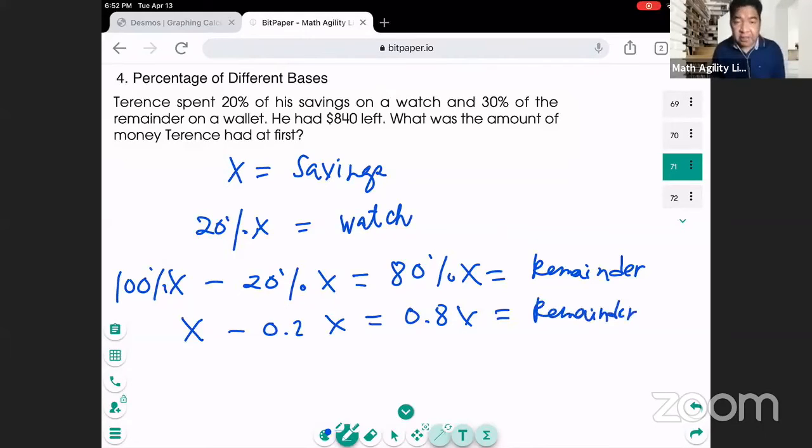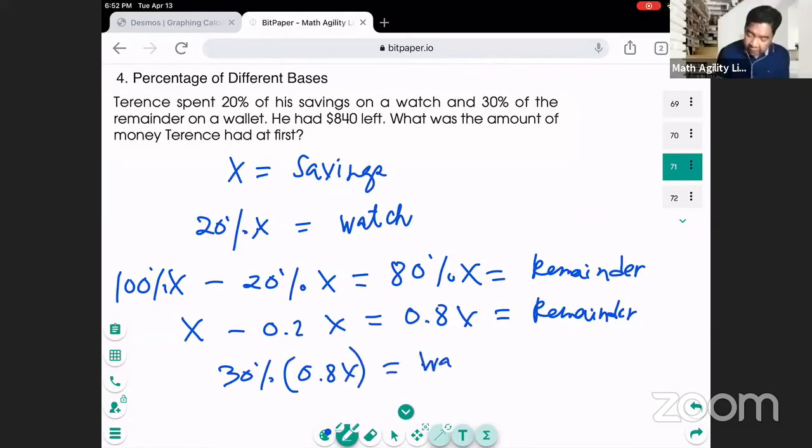Okay, so it says there 30% of the remainder was used on the wallet. So 30% of the remainder. So 30% of 0.8X spent on a wallet. So he spent 20% on the watch, and then 30% of the remainder was spent on the wallet. And then he had $840 left.